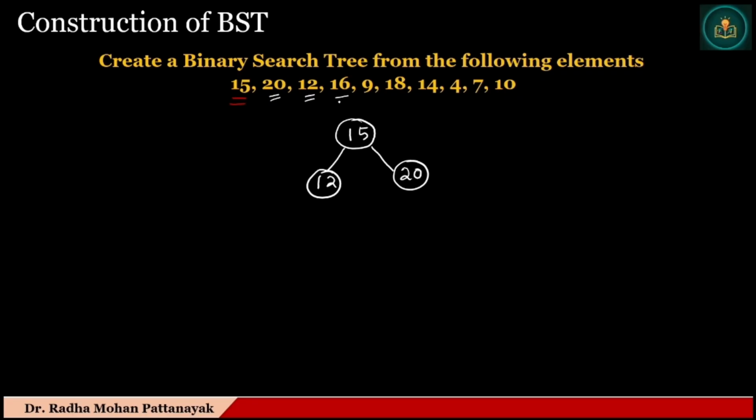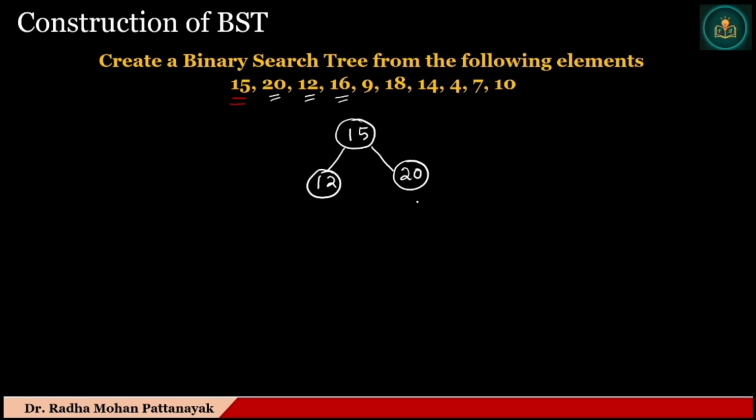Next element is 16. Let's see. If you compare 16 with 15, you will find 16 is more than 15. That's why we will move to the right side of 15. When you move to the right side, you will find again 20. So compare 16 with 20. So what will you get here? 16 is less than 20.